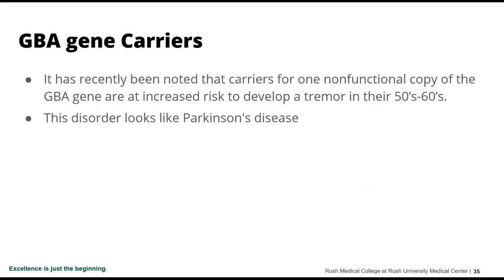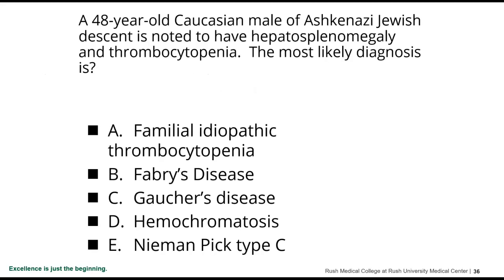Carriers of one mutation of the GBA gene have recently been noted to have an increased risk of developing tremors, which look a lot like Parkinson's disease and can be clinically diagnosed as Parkinson's disease. So, for instance, if you saw a family history of somebody with tremors, and there's a family history of Gaucher, maybe they're a carrier.